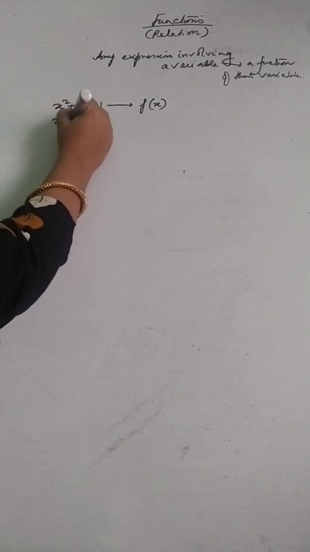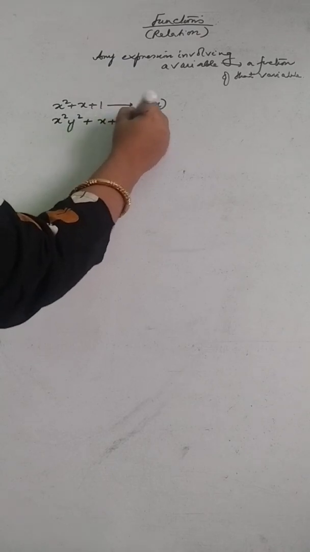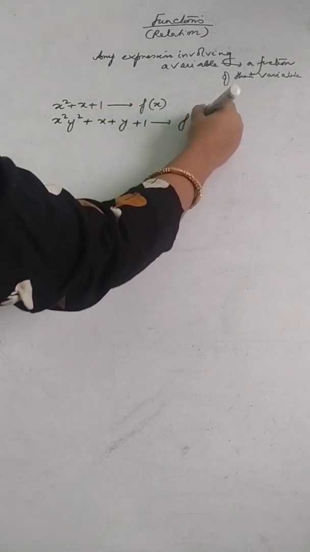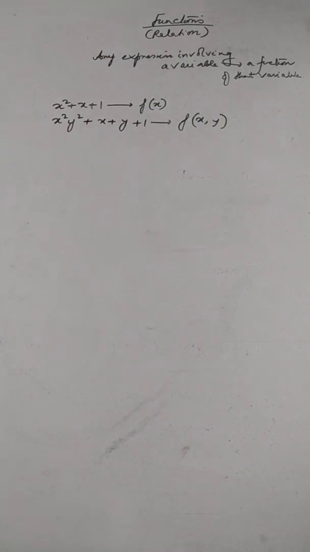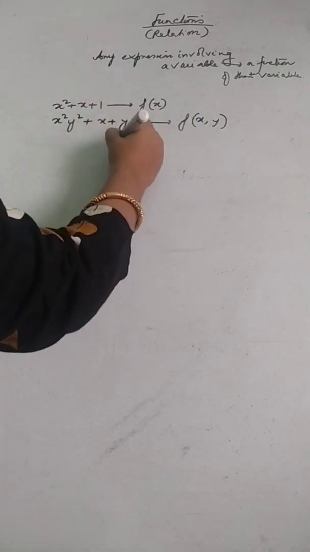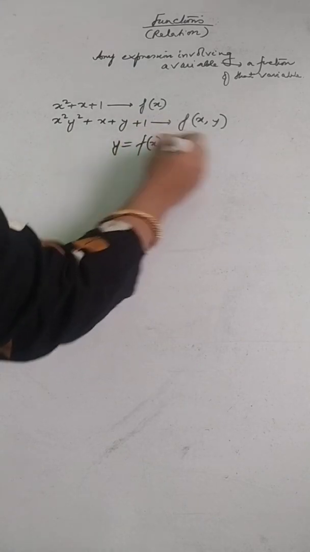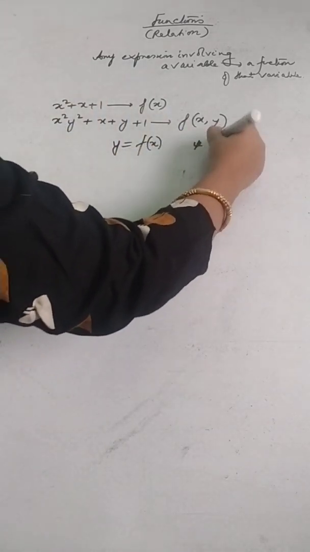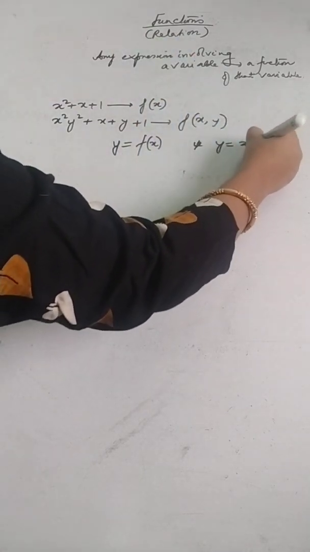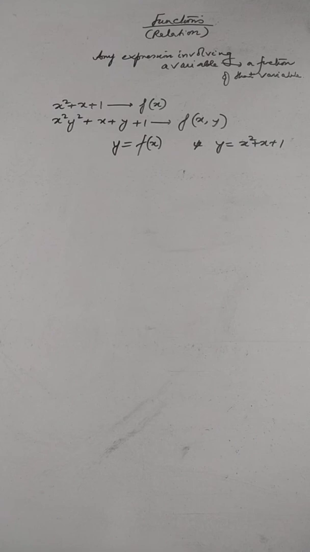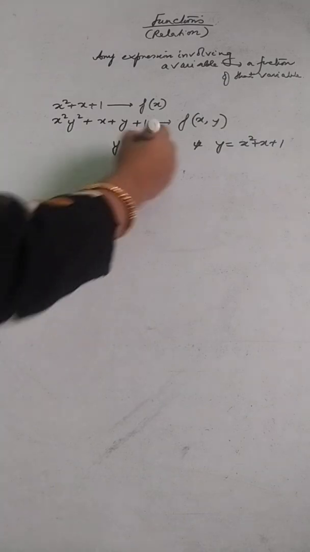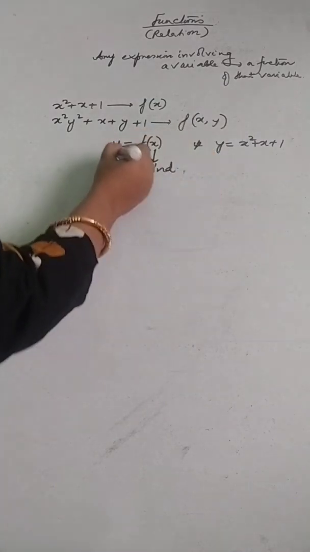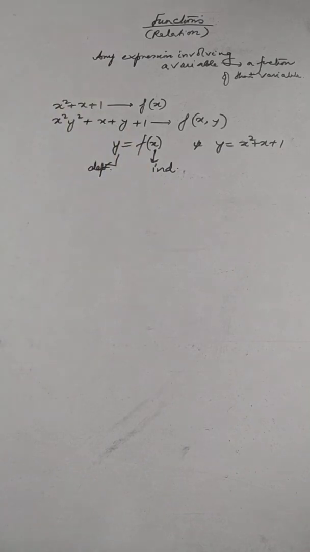Then if you come across, say, x squared y squared plus x plus y plus 1, this is actually a function of x and y. This is what you have done in your lower classes. Generally we denote it by y, so y is equal to f(x). For example, y is equal to x squared plus x plus 1. Symbolically we write it as y is equal to f(x), where x is your independent variable and y is your dependent variable, because x can take any value that we want and y will be a value which depends on the value of x.